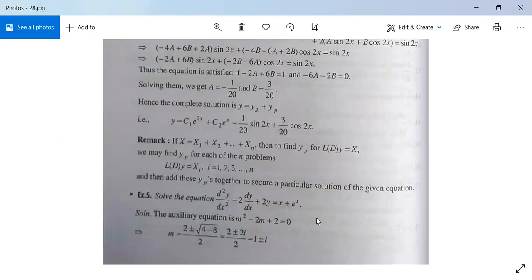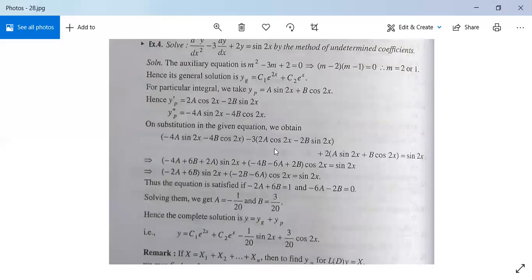There is one more example with a different function X. We will discuss it tomorrow.